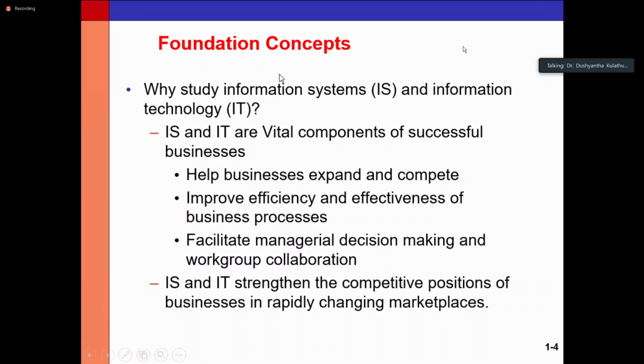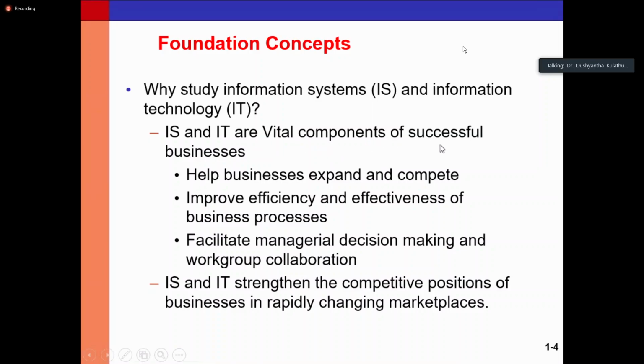Okay. So we are starting with foundation concepts. We start with the question, why study information systems and information technology? You can remember that under one learning objective we mentioned the importance of studying information systems and information technology as business professionals in organizations. So we are going to focus on that particular aspect first under foundation concepts.